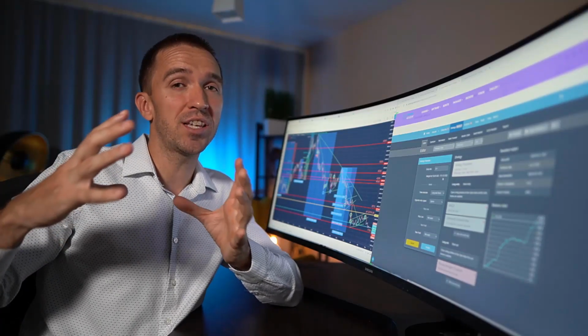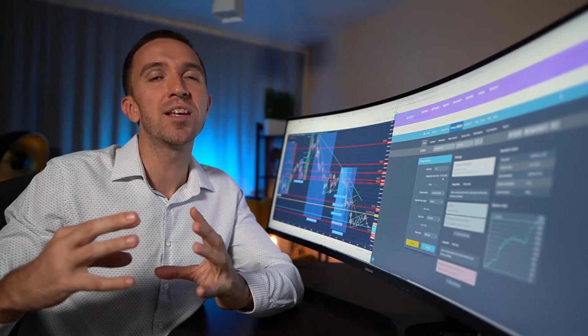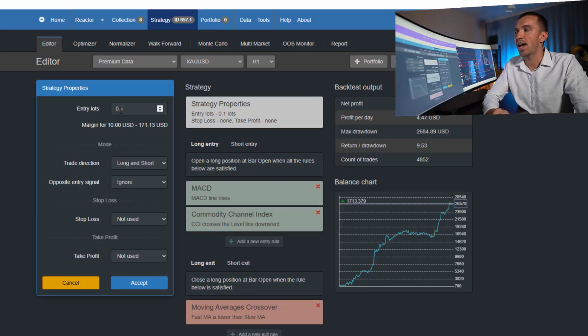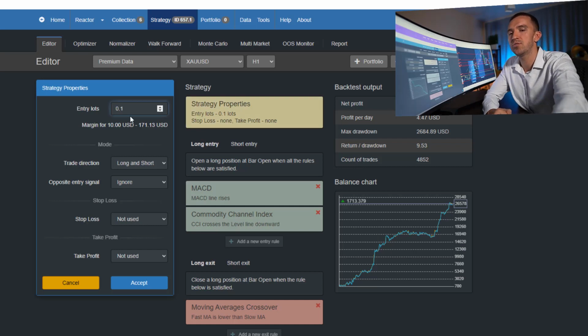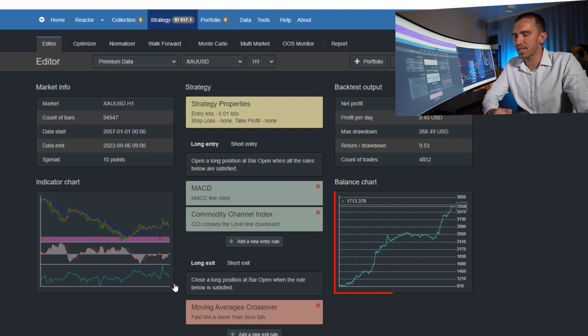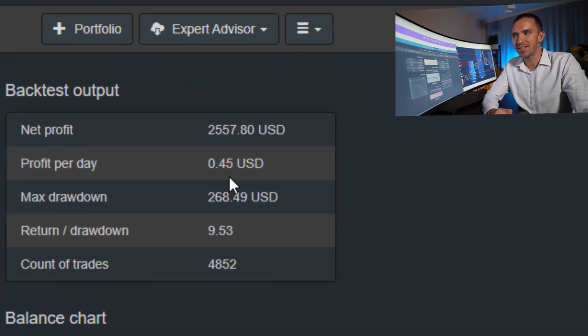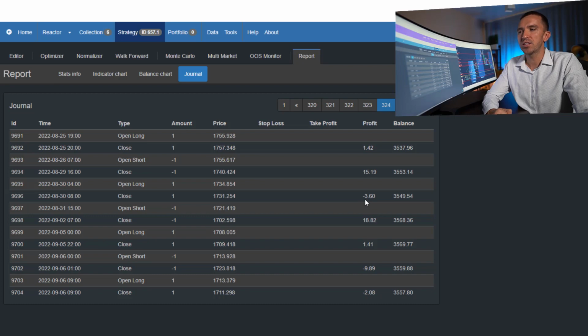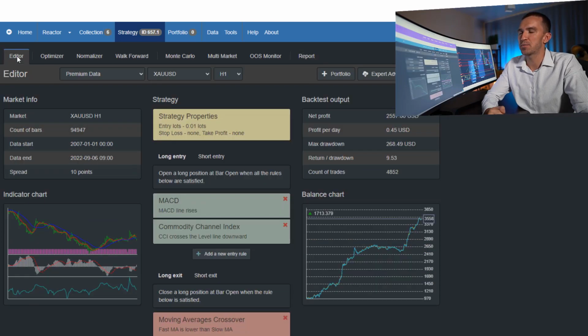Okay? So if I click on the strategy properties, you will see that the margin for $10 is $171. So the margin is the amount required to open a trade from your account. That's why I would suggest you reduce the lot to even 0.01. And if I click on accept, you will see the very same graph, but the profit per day is less. And if I go to report, you will see that the very recent trades are -3, +18. And this is way better on a small account.